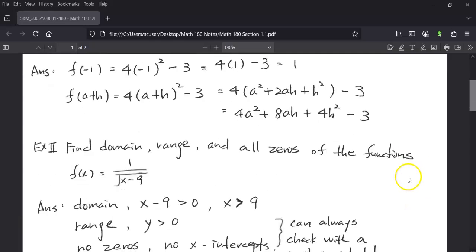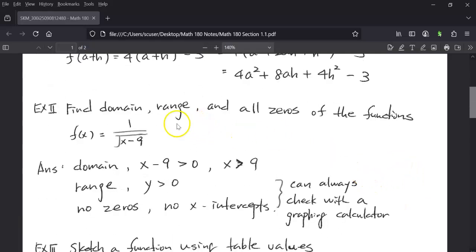In our second review example, when given any function, we need to be able to find the domain, range, and all the zeros of the function. Zeros are also known as x-intercepts. So, all right, the domain. Now, it depends on the question.